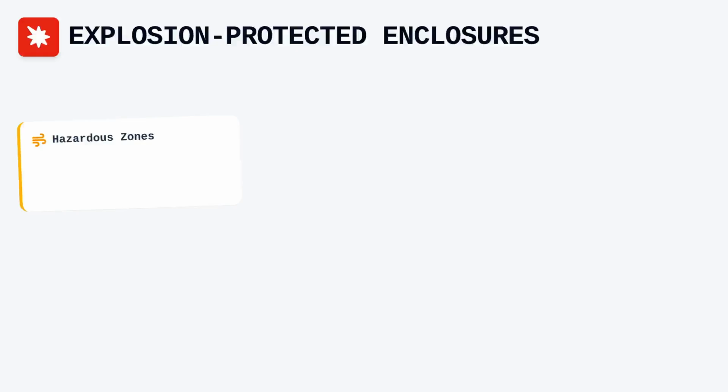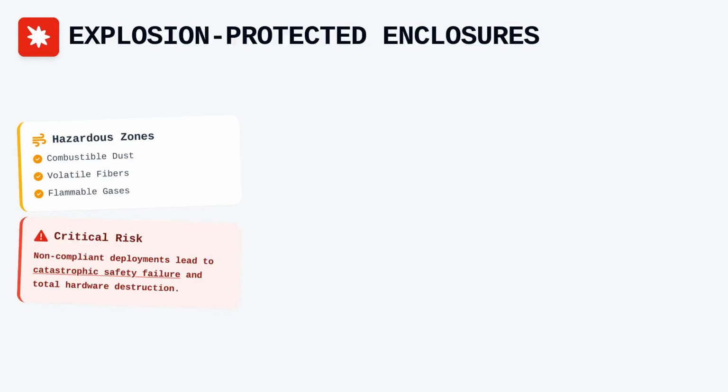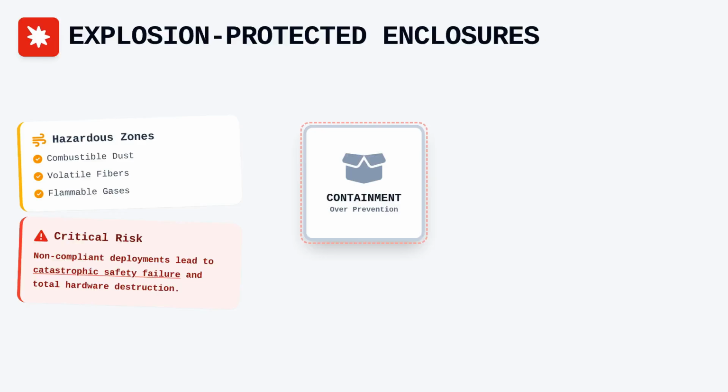Hazardous areas characterized by the potential for combustible dust, fibers, or flammable gases require explosion-protected enclosures that follow international regulatory standards. The fundamental principle here is containment rather than prevention of internal sparking. These enclosures are specifically engineered to contain an internal explosion if and when it occurs. By ensuring that the housing can withstand the massive pressure wave and heat of such an event, we prevent the explosion from spreading to the surrounding atmosphere.